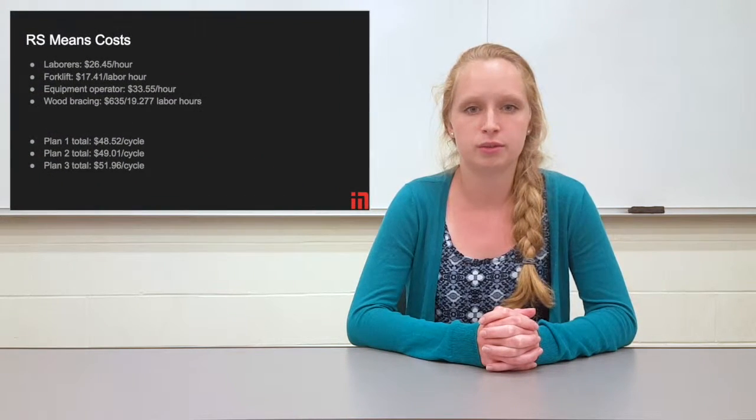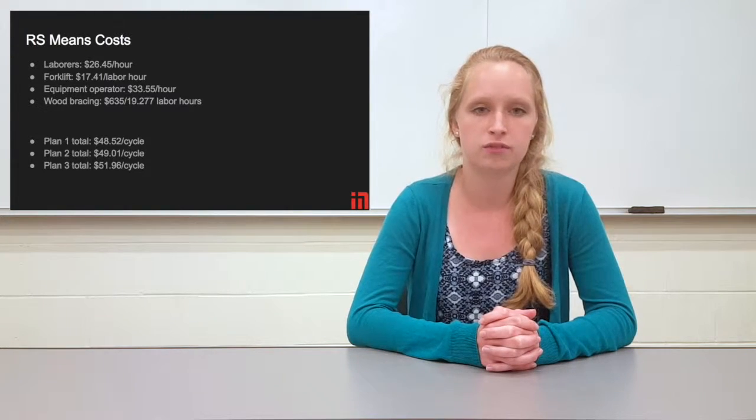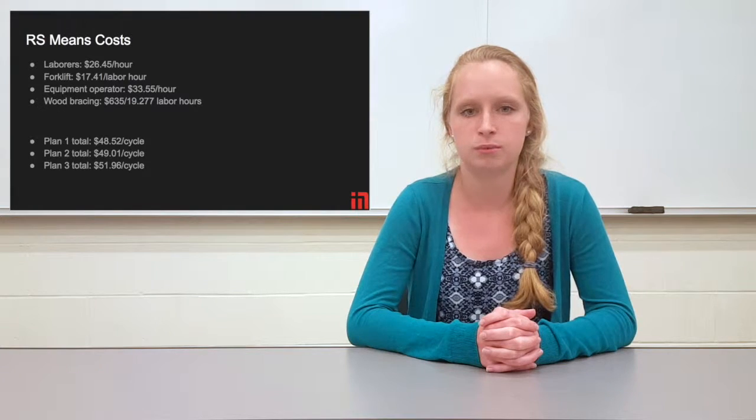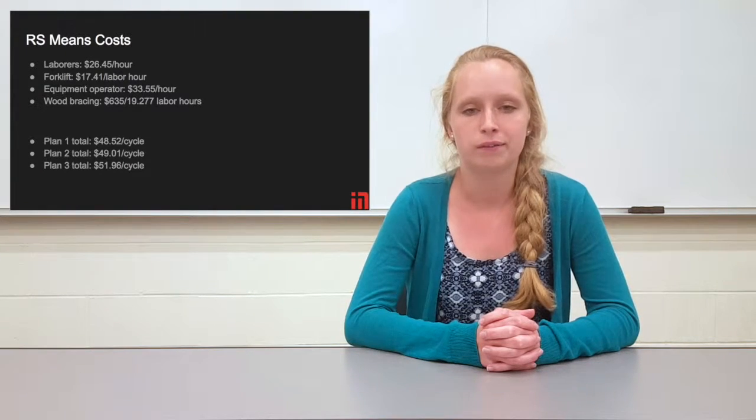Costs are also calculated based on RS Means cost data. Based on this data, each laborer is $26.45 per hour, forklift rental is $17.41 per labor hour, the equipment operator is $33.55 per hour, and the wood bracing is $635 per 19.77 labor hours. Overall, this means $48.52 per cycle for Plan 1, $49.01 per cycle for Plan 2, and $51.96 per cycle for Plan 3.